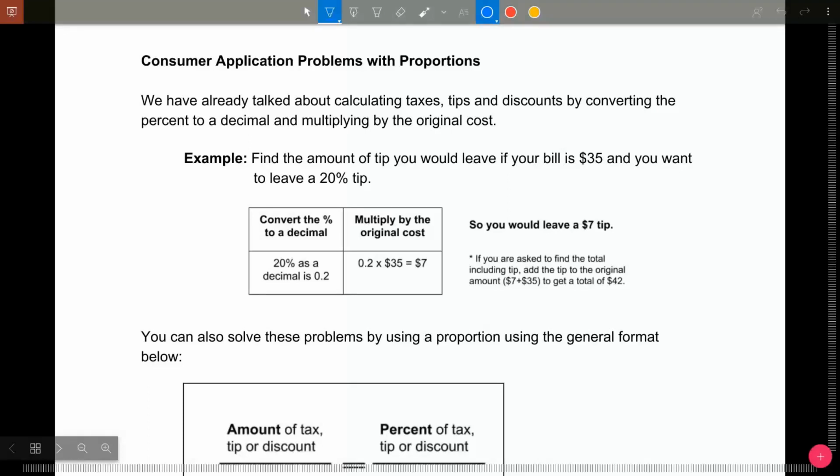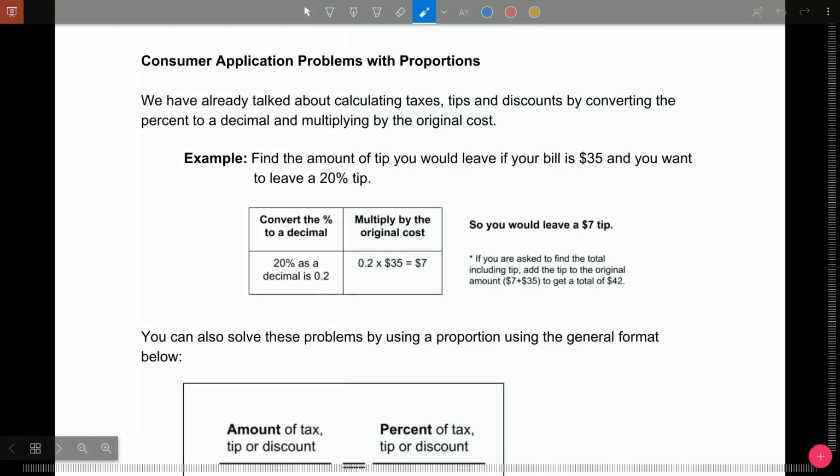This lesson, we're going to take a look at solving consumer application problems with proportions. So basically, this is our taxes, tips, and discounts. We've already talked about calculating taxes, tips, and discounts by converting the percent to a decimal and then multiplying by the original cost. So here you see an example of that method.